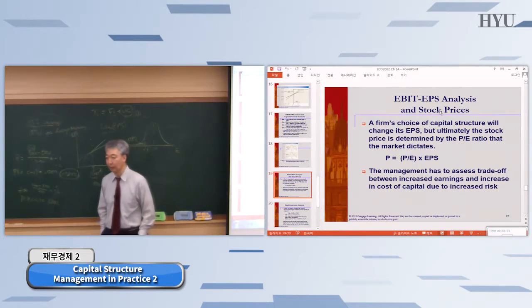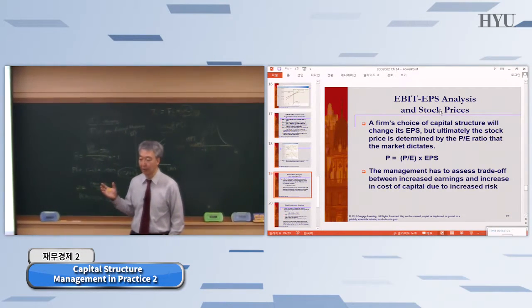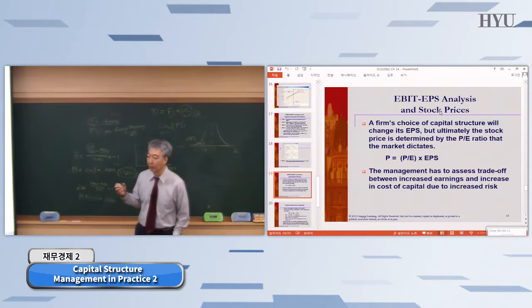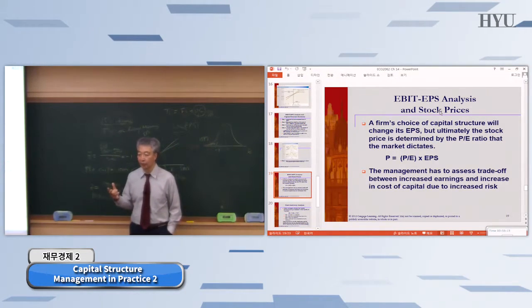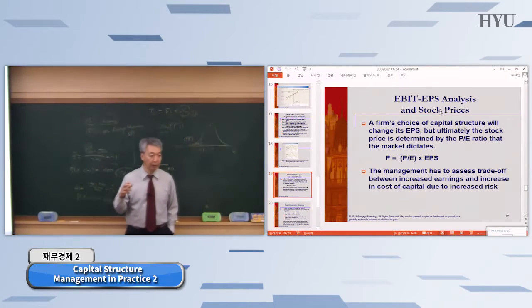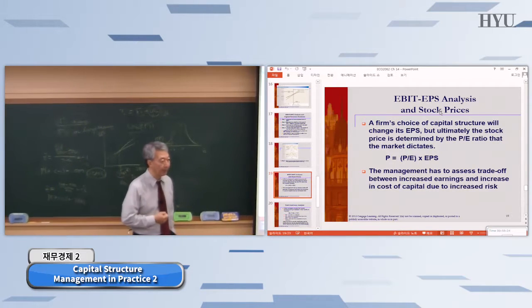So when the company announces their earnings, usually the stock price responds or reacts immediately. Every 3 months, the company announces their quarterly earnings, and based on that, you can calculate EPS. And if EPS went up, then the stock price usually goes up.